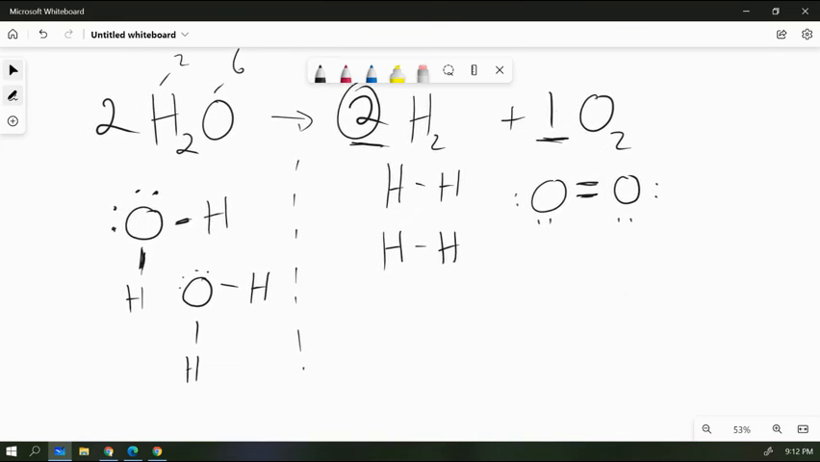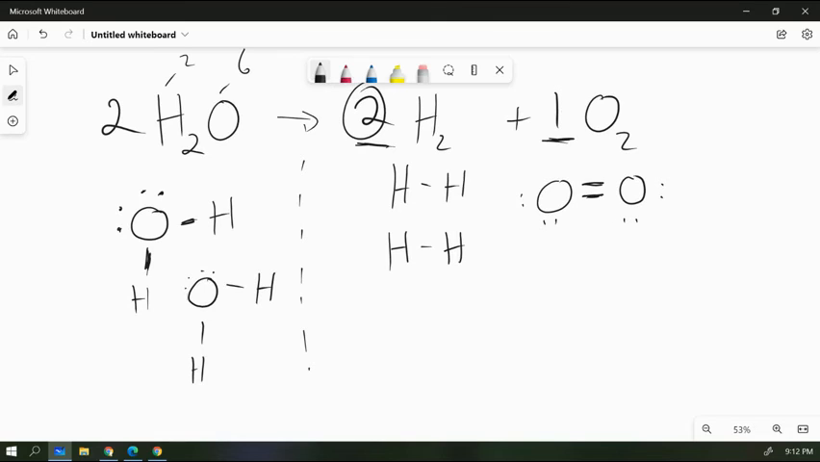Okay. All right, now we've got our Lewis structures drawn. I'm going to clean this all up a little bit. Okay. So again, for visual, we have 2 of these water molecules, we have 2 of these hydrogen molecules, and we have 1 oxygen molecule. So we drew the Lewis structures and we drew out each one.